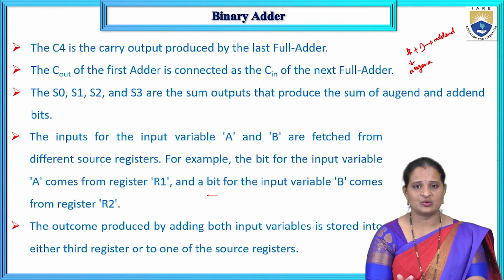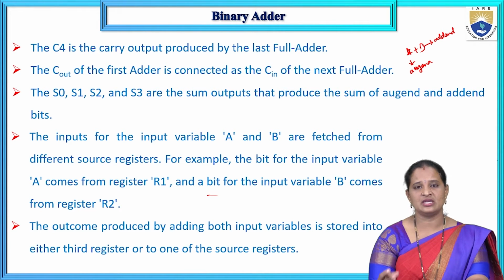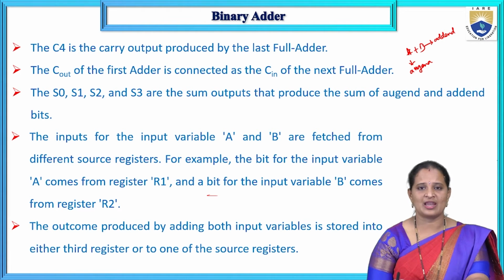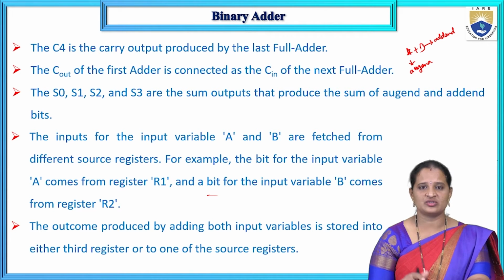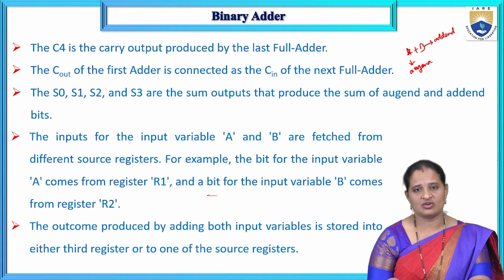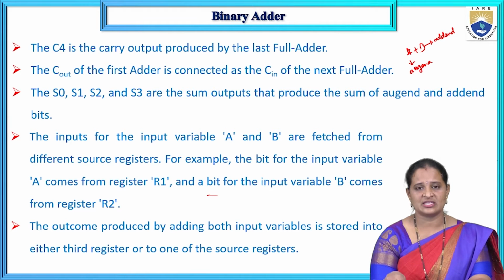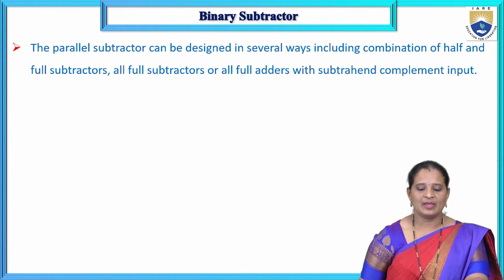And as we have seen in the block diagram, as the number of bits to be added increases, the number of full adders required also increases. That means the cost of this parallel adder is high when compared to the serial adder, which requires only one full adder and one delay circuit. But the time required for performing the addition of 2 numbers is less in the parallel adder when compared to the serial adder. Now, let us see the binary subtractor.